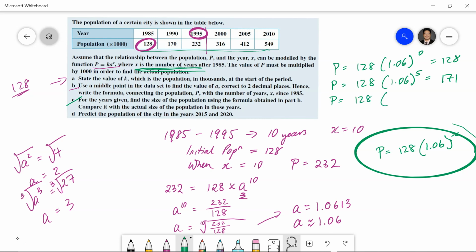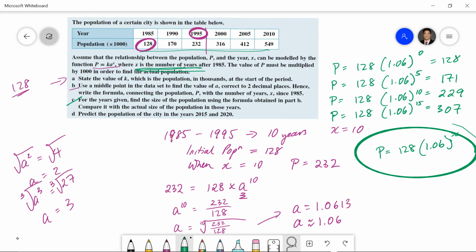If we have 1.06 to the power of 10, which is the 10 years, we end up getting 232, which is great. Now, if we're looking at the year 2000, we're looking at 15 years, so we apply that to the power of 15. Sorry, this ends up being 307, slightly going off a little bit more.